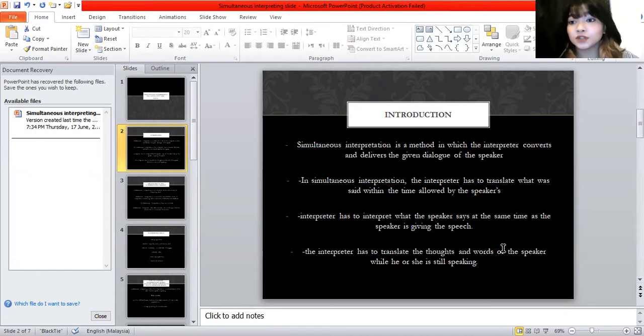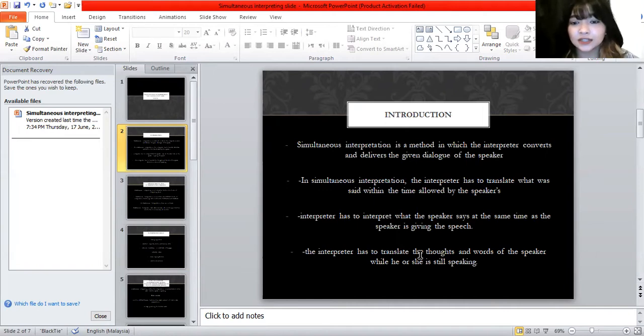Simultaneous is different from consecutive, in which the interpreter has time to take notes and break, and speaks after the speaker's speech ends. But simultaneous is different, because they speak at the same time as the speaker speaks. So they interpret at the same time the speaker speaks. So they have to be fast, and they cannot delay too much. They only have around 10 seconds at most.